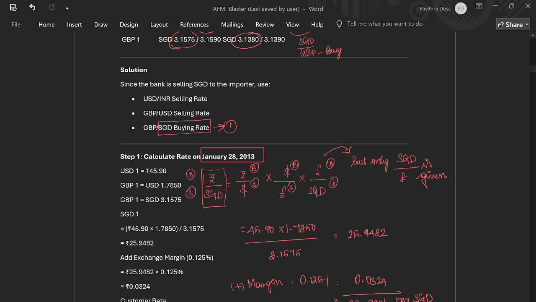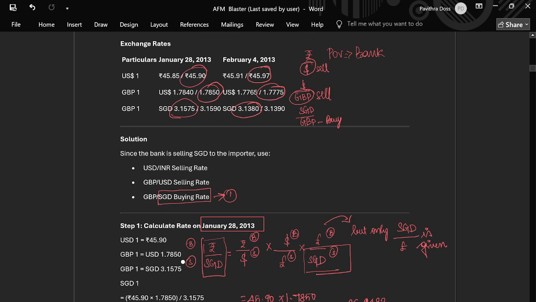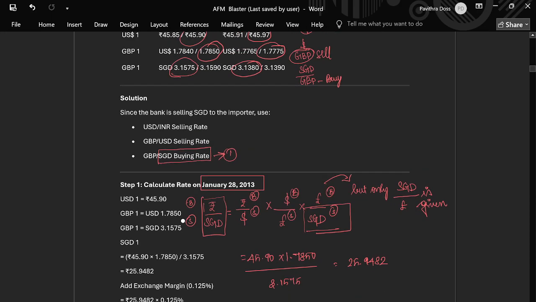Okay, we'll come from the reverse here. From the point of view of the bank, we are going to sell SGD, which means here we are going to buy GBP, clear. So buy GBP, the rate is at the lowest because we are taking it from the point of view of the bank. So here we are taking the lowest rate, clear.